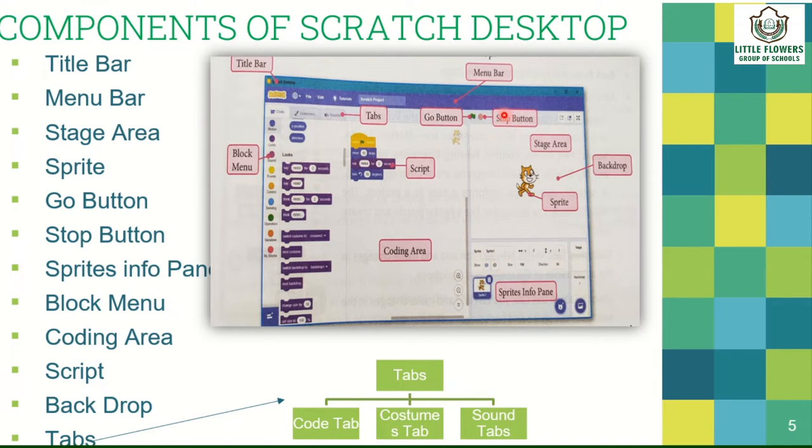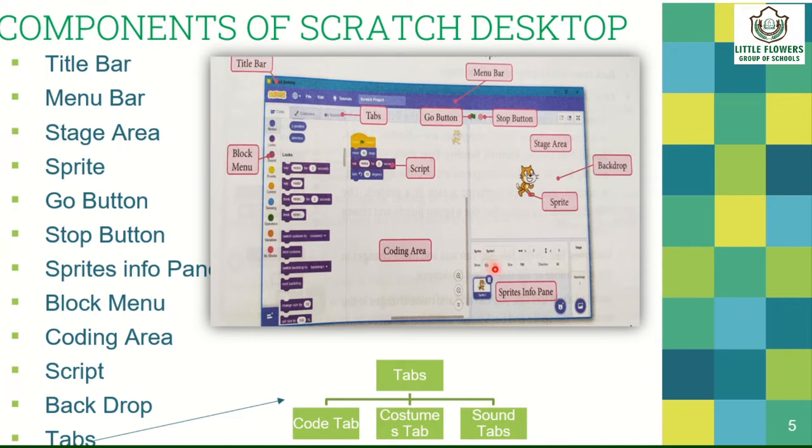Now next is the sprite info pane. This is our sprite info pane, and it is just below the stage area. It shows all the details of a sprite and a backdrop used in a project. All the details of our sprite or backdrop show here, like the name, the height, the width, or which sprite you have used.